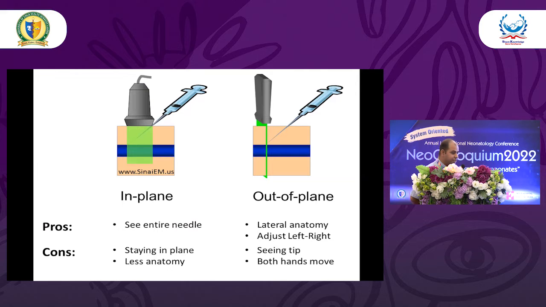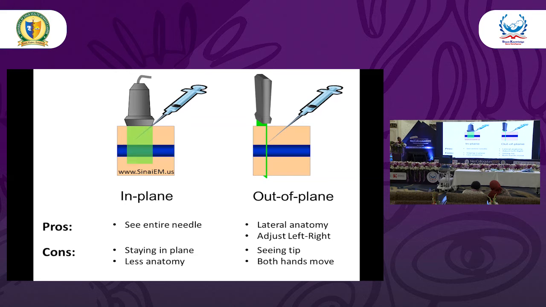So this is a summary of the advantages and disadvantages of the two. In plane, you'll see the entire length, whereas in out of plane, you just see the needle tip. Whereas in plane you will see less anatomy, and in out of plane you will see the anatomy much better.